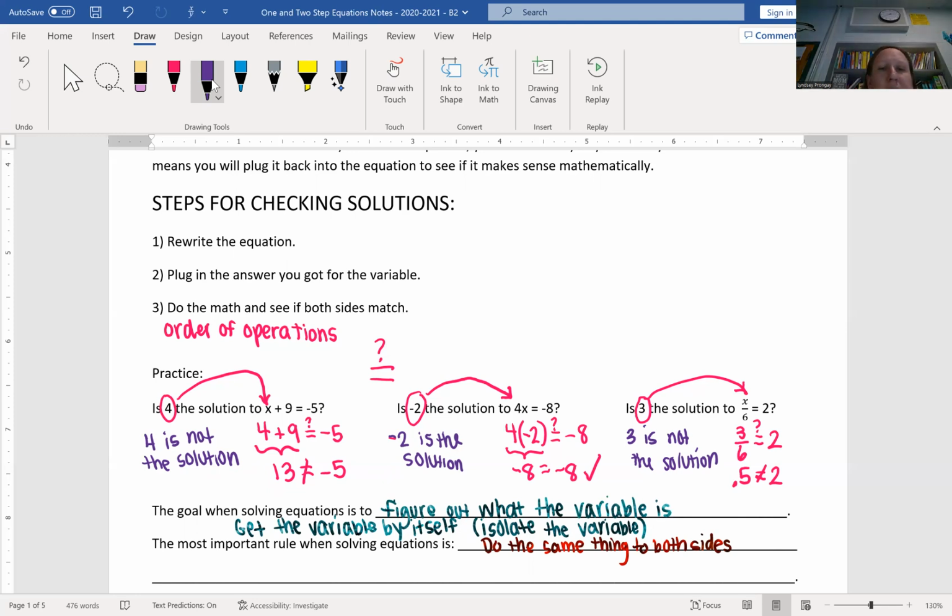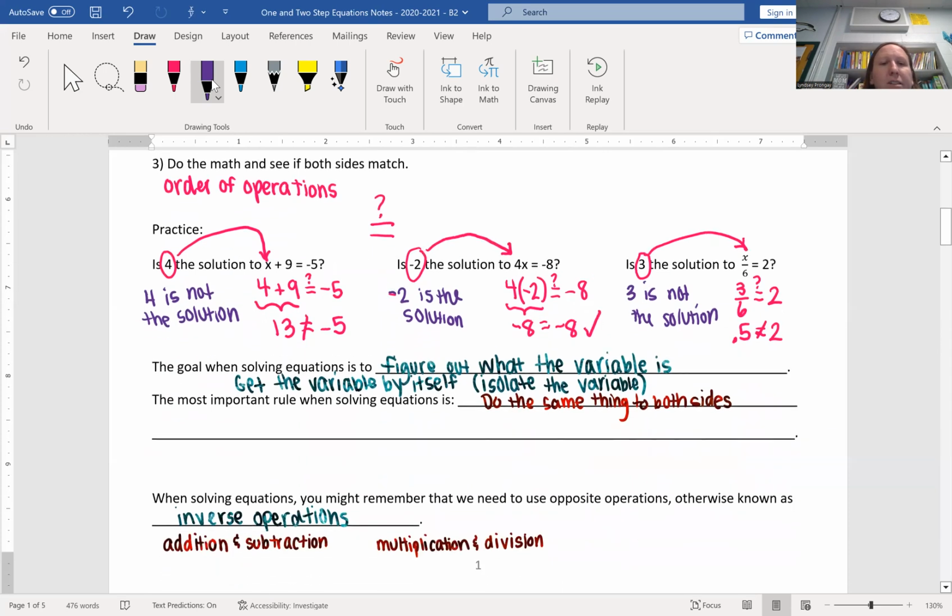And the most important rule when solving equations, as my lights turn off behind me, is that whatever we do to one side, we have to do to the other side. We think of an equation as a balance, a scale. If we put something on one side of our scale, it tips. But if we put the same exact thing on the other side of the scale, it balances back out. So that's why whatever we do to one side, we have to do the exact same thing to the other side. And when we show our work, we're going to make sure we show that we're doing the same step on both sides of our equation.